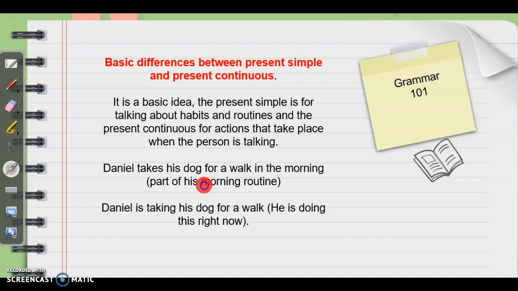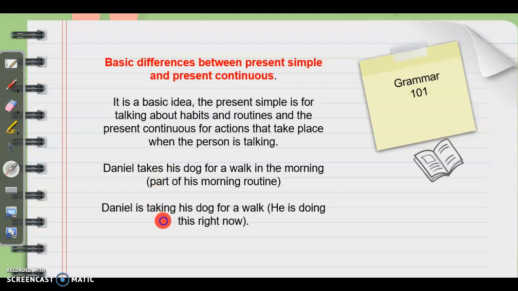So Daniel takes his dog out for a walk on Monday, on Tuesday, from Monday to Monday, basically, right? Every day of the week. This is his routine. That's why we're using the S here, because this is a representation of present simple.